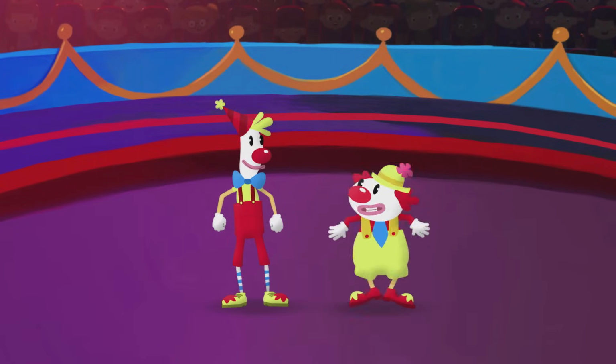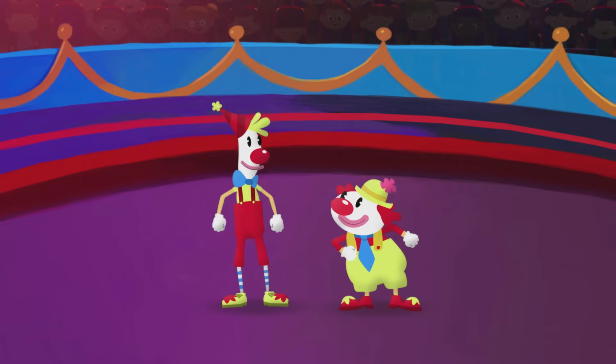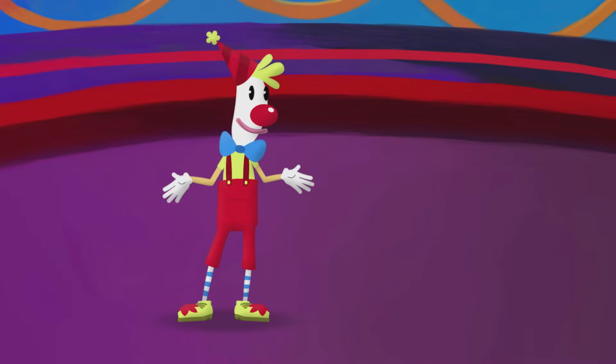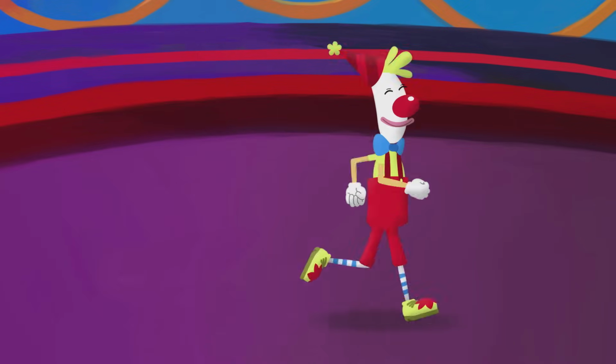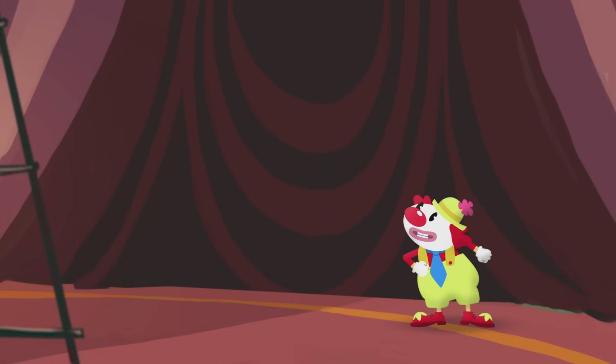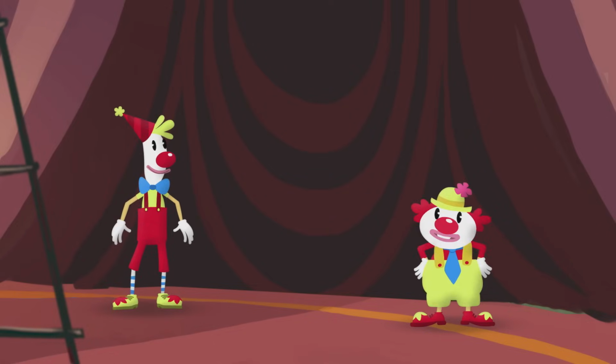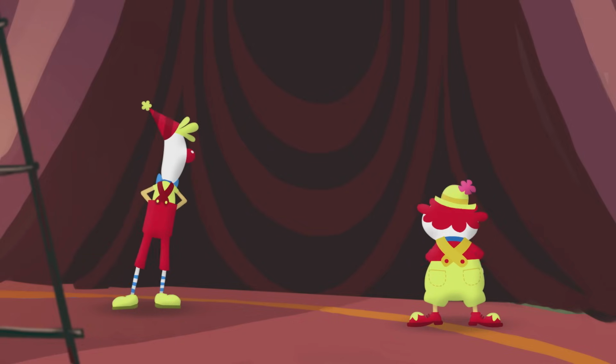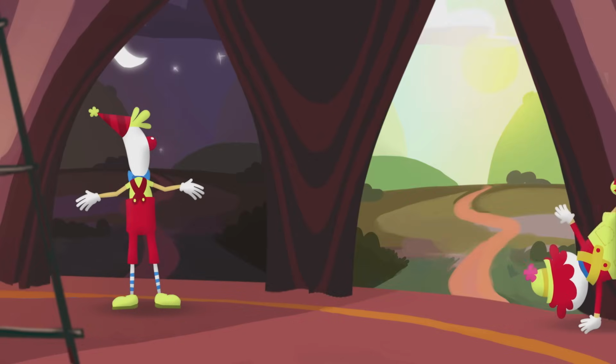Yo-Yo, I have a great idea! What is it, Peanut? Let's go outside! Okay, let's go! This is going to be great. I love going outside. Me too. Ready? Whoa!